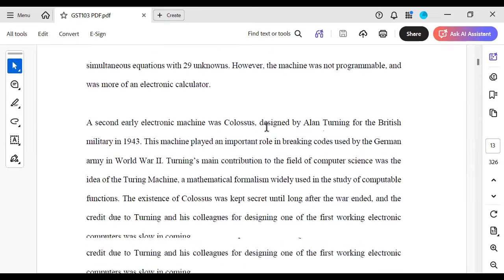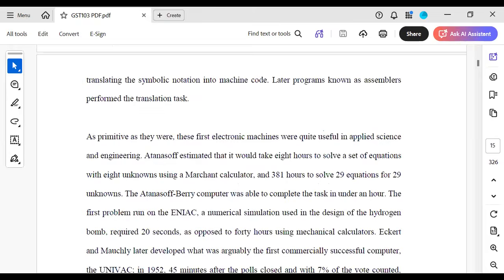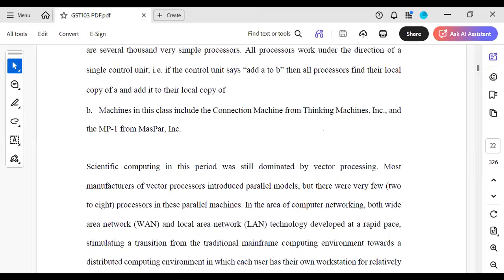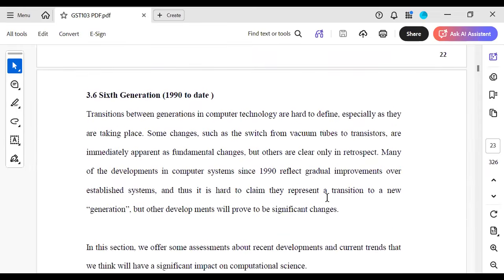And the last one, let's go to the fifth generation. Okay, the 6th generation is now 1990 to this our current year. We are in the 6th generation of computers now. Very soon, I think they're already starting the 7th. So the 6th generation is from 1990 to the current date.